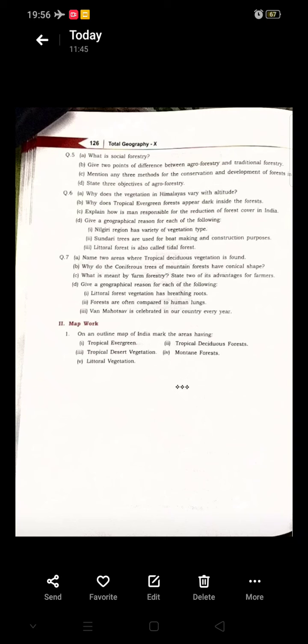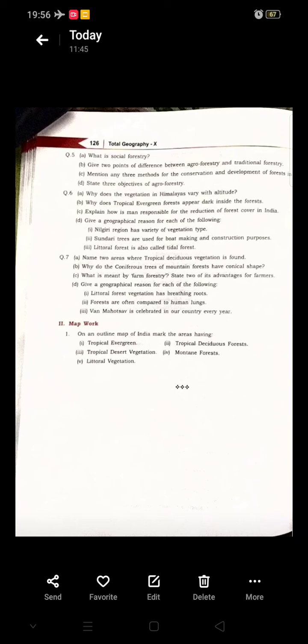Okay, next question. 3 objectives of agroforestry, and for 3 objectives of agroforestry we come to page number 124, where agroforestry is mentioned. So the first objective, there are 4 objectives written, any 2 or 3 have been asked.